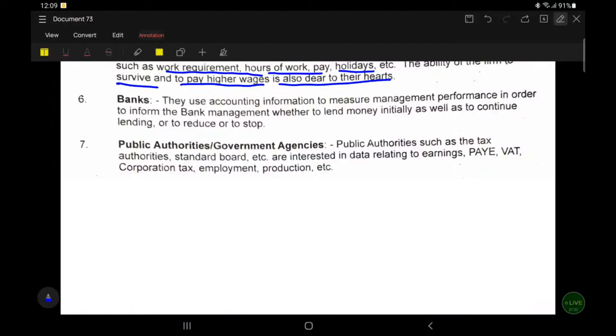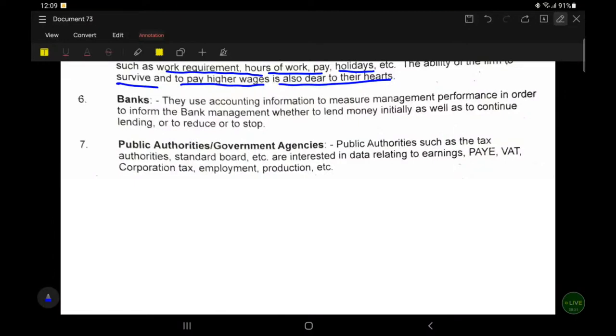And when it comes to public authorities or the government, they need accounting information for tax purposes, because a business needs to pay tax. So they will need the accounting information to know how well the business is performing in order to help the government put tax policies on the business for them to pay, right? All right, so that is something about the public authorities.